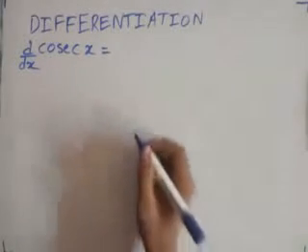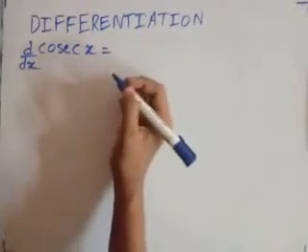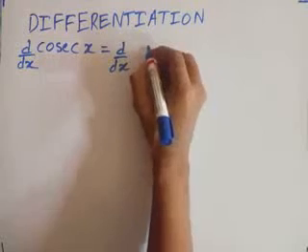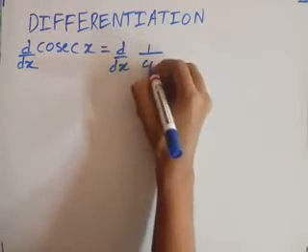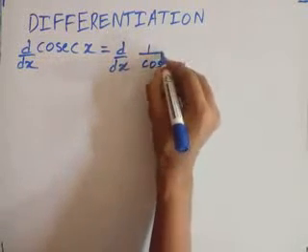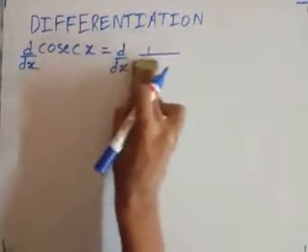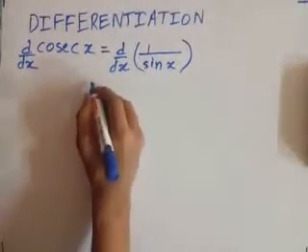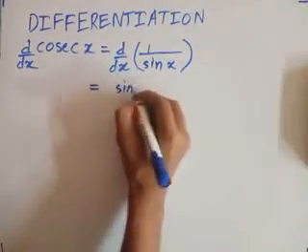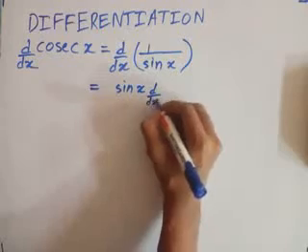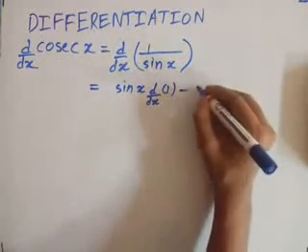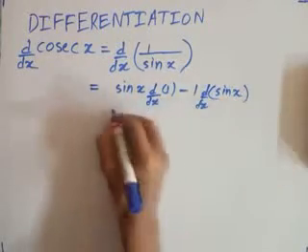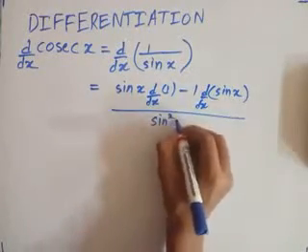Okay, so now we have to find the derivative of cosec of x. So again, we rewrite it and then use the quotient rule. So this is 1 upon cosec x, which is 1 upon sine x, and using the quotient rule, I have low d high minus high d low upon low square, so sine square of x in this case.